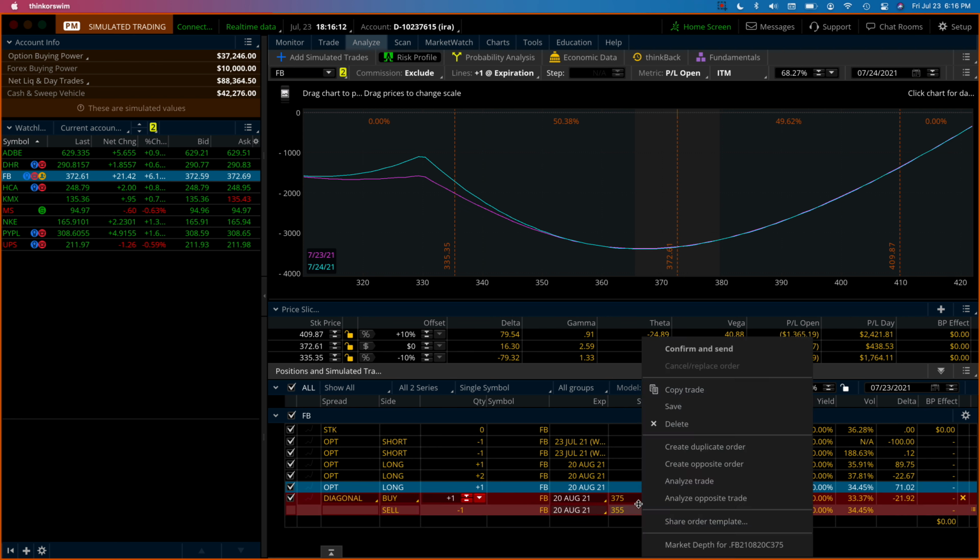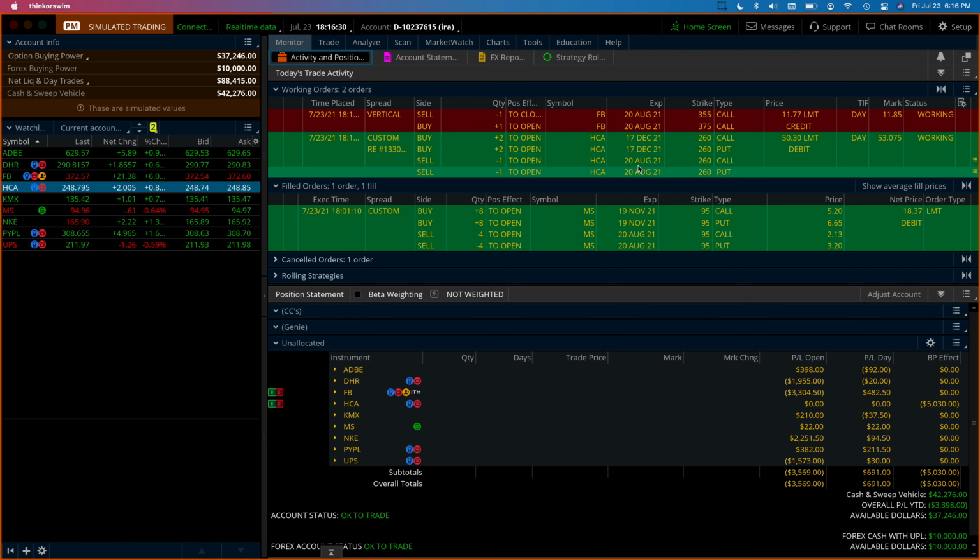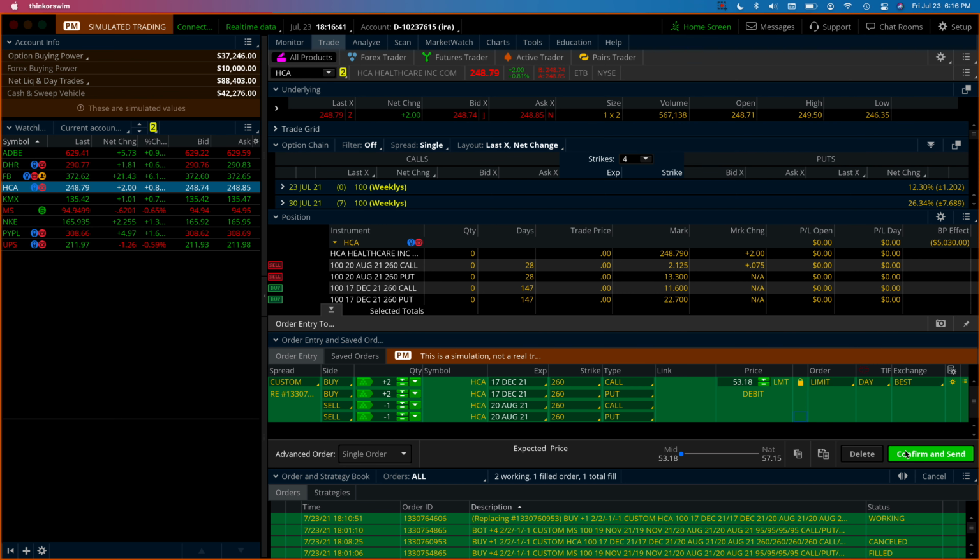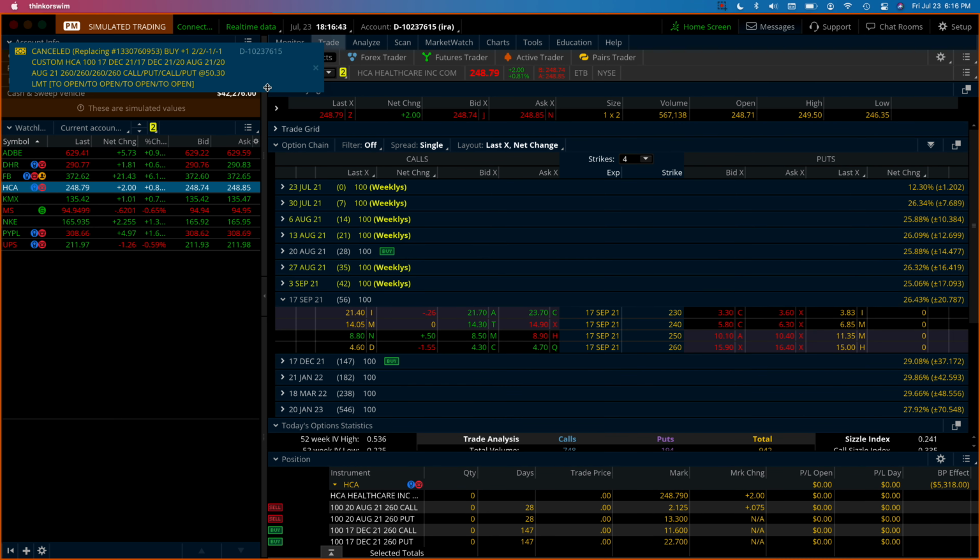Okay, HCA is still not filling, so let's adjust that. Go to the account activity and positions. Okay, so yeah, that's going up now. And so what happens is that the price is going up, so we need to unlock it and try it again. It still is within my budget. Okay, that got filled. Yeah, two separate trades, as you can see.